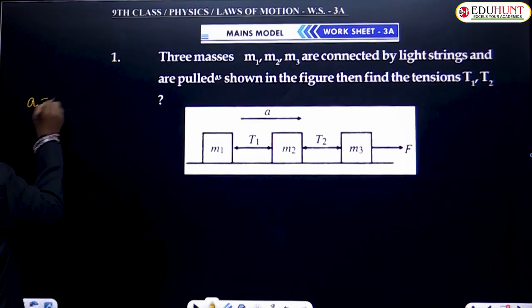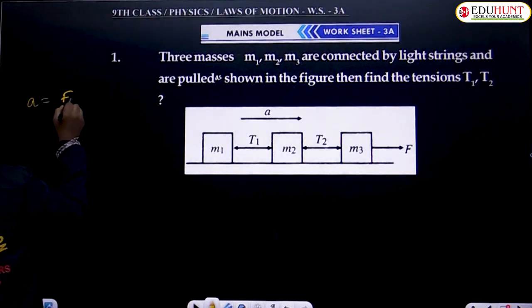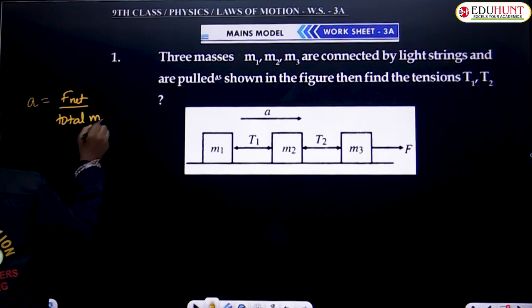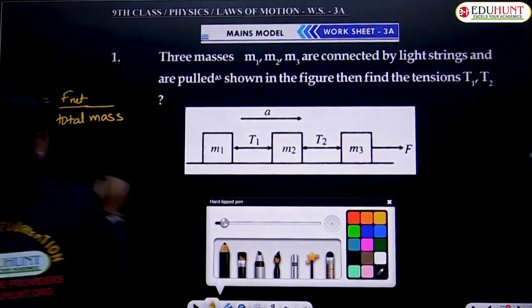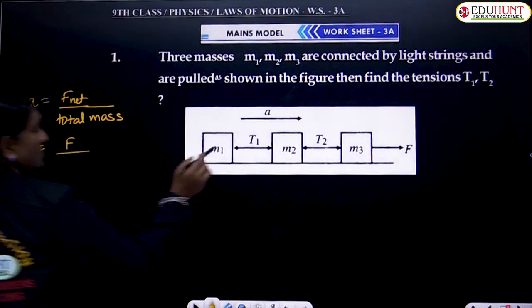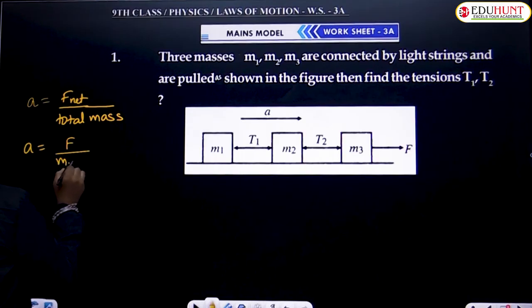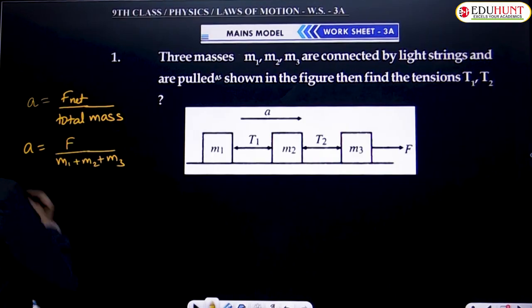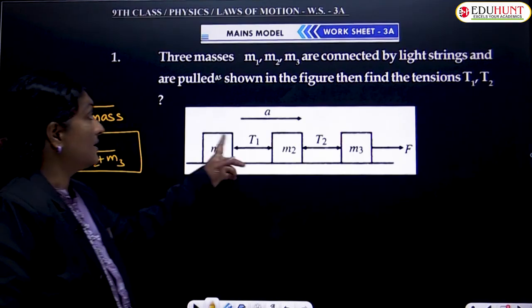Clearly, we know that the acceleration of the three blocks is the net force, that is F net, upon the total mass. Hence, a equals the total force applied on the system, which is F, upon the total mass. What is the total mass, children? The total mass is M1 plus M2 plus M3. That's it. So this is the value of your acceleration.